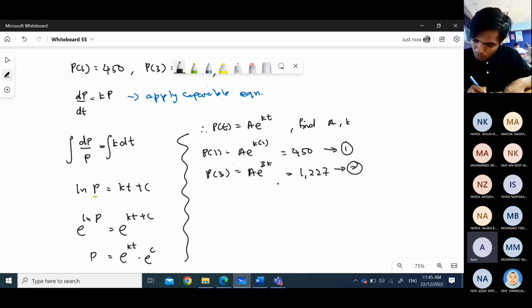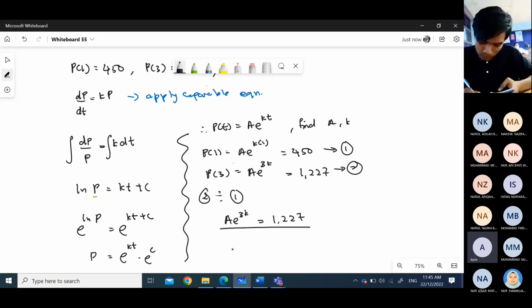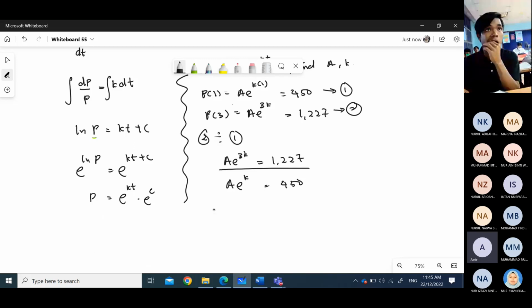Okay, so we solve for this simultaneous equation by dividing second equation by the first equation. Second equation divided by first equation. Then here we have A exponent 3K, 1227 over A exponent K, 450. So selesaikan this one. In the left hand side we have exponent 2K equivalent with 2.727. Ni 2.727.